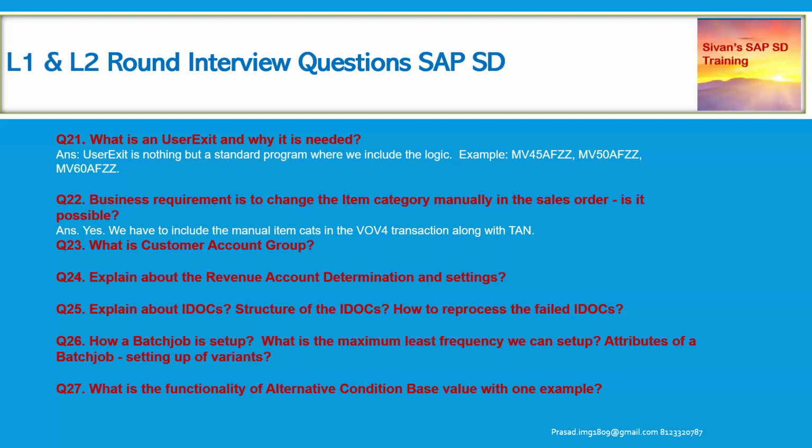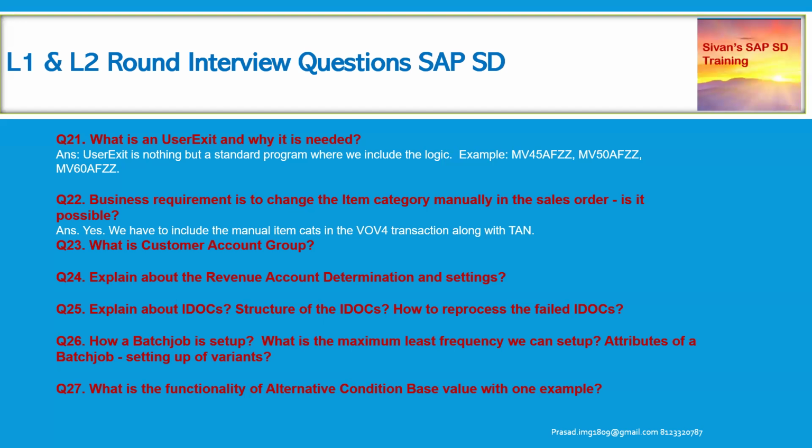Question number 23, what is customer account group? Customer account group is created in the transaction code OBD2, that is normally defined by the FICO teams. It is SD and FI integration. They are required to control the customer master data, that is, whether any particular field is required or optional or display only or suppressed.